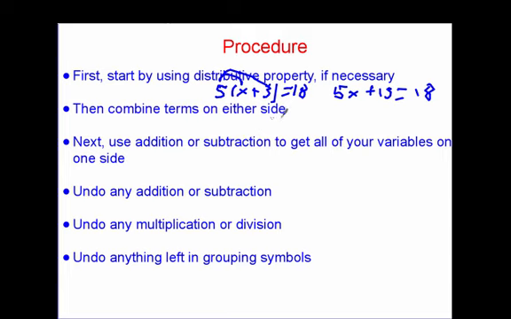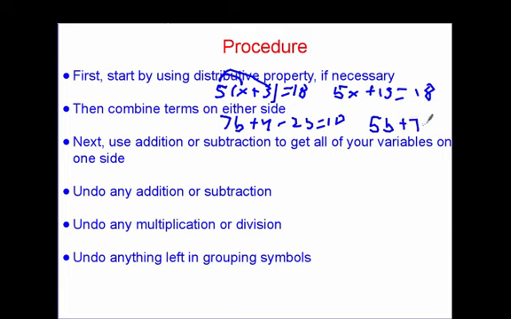Then we're going to combine the like terms on either side. Now this example I did up here doesn't have any like terms, but if, for example, we said something like 7b plus 4 minus 2b equals 10, well, 7b and 2b are like terms, I get 5b plus 4 equals 10.